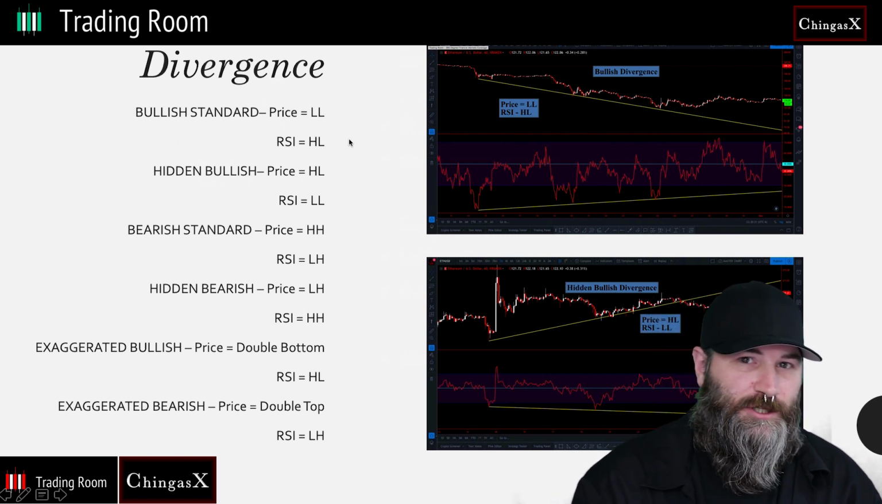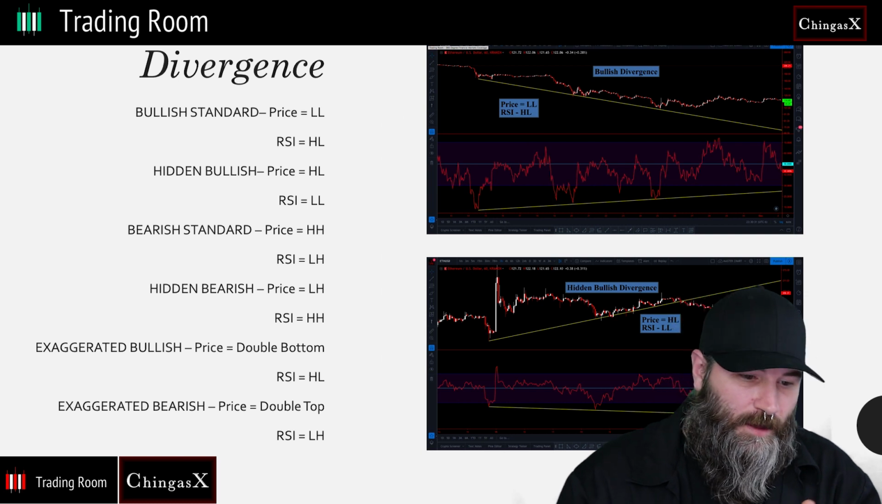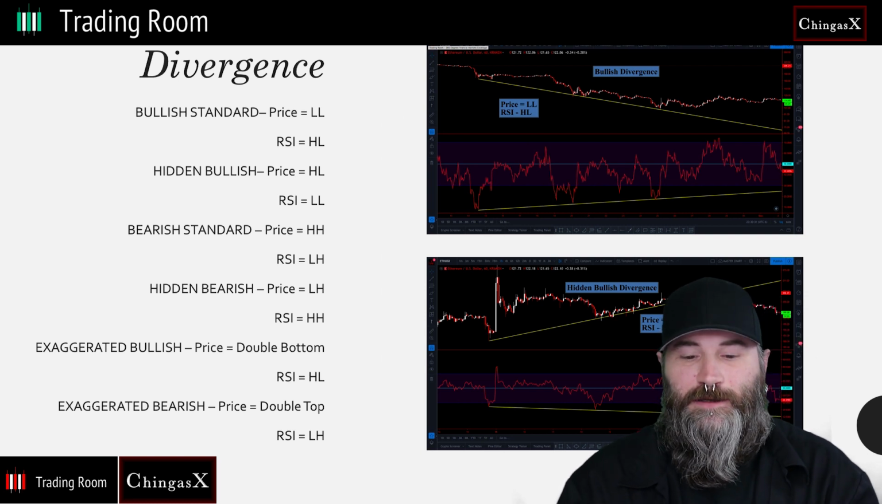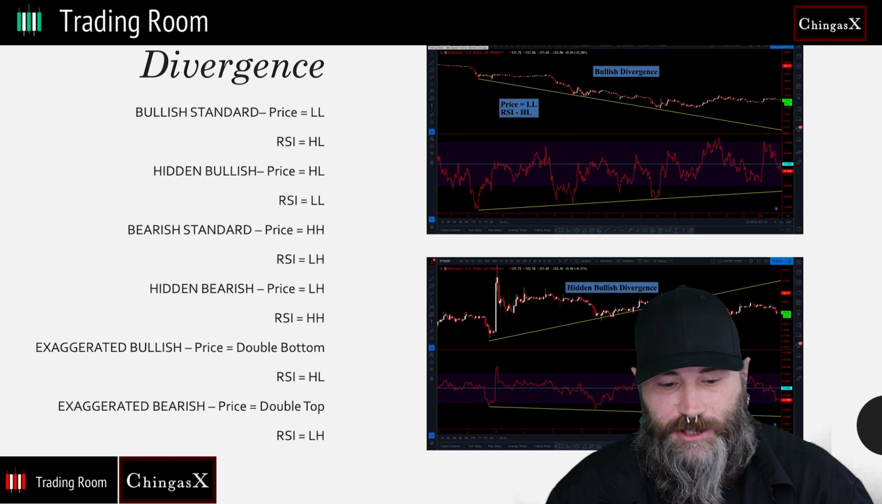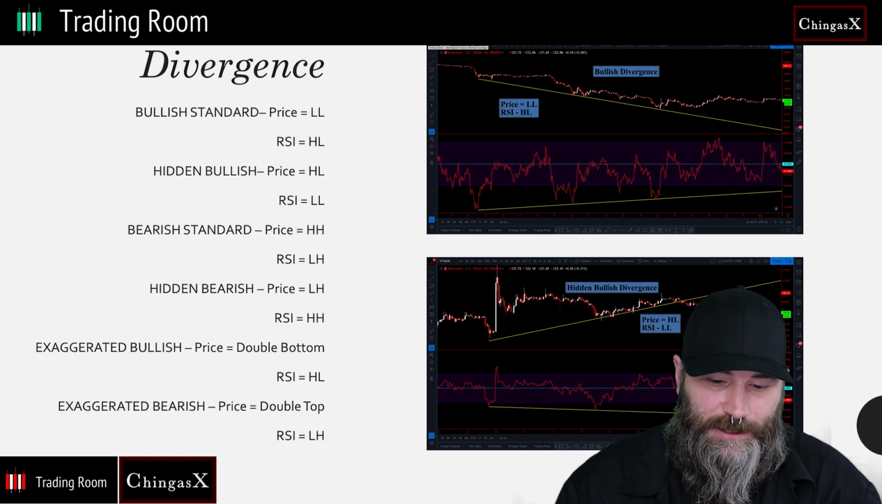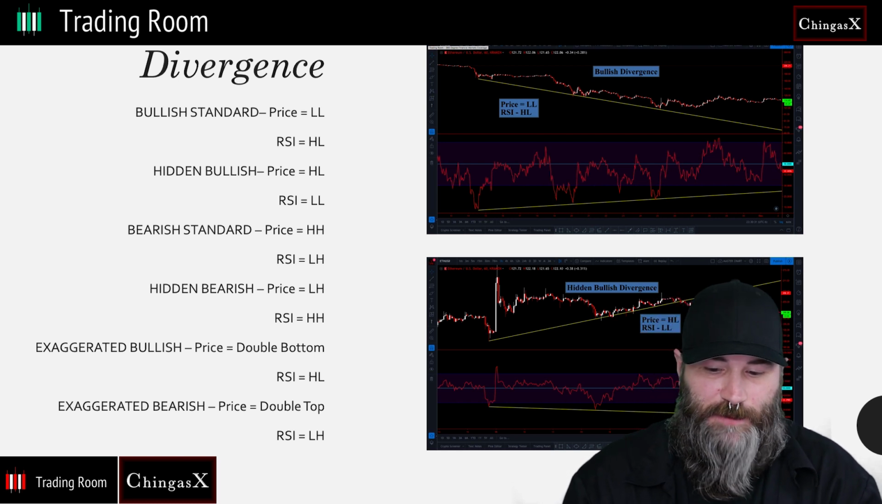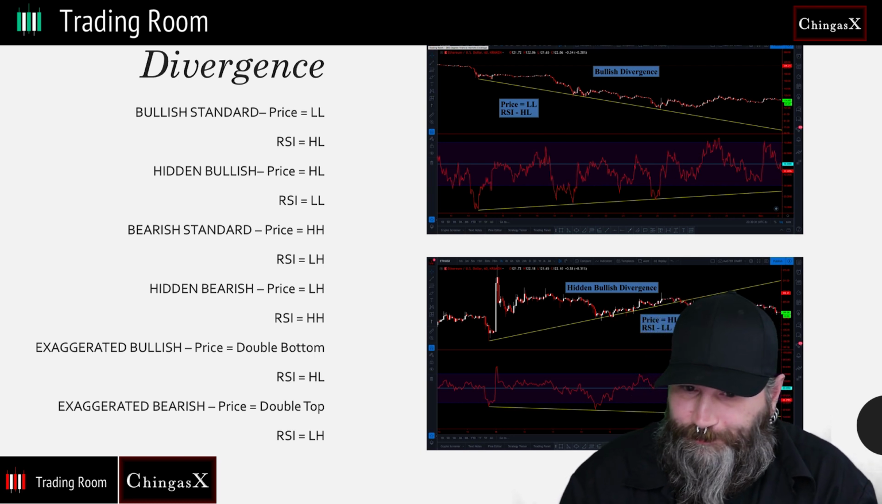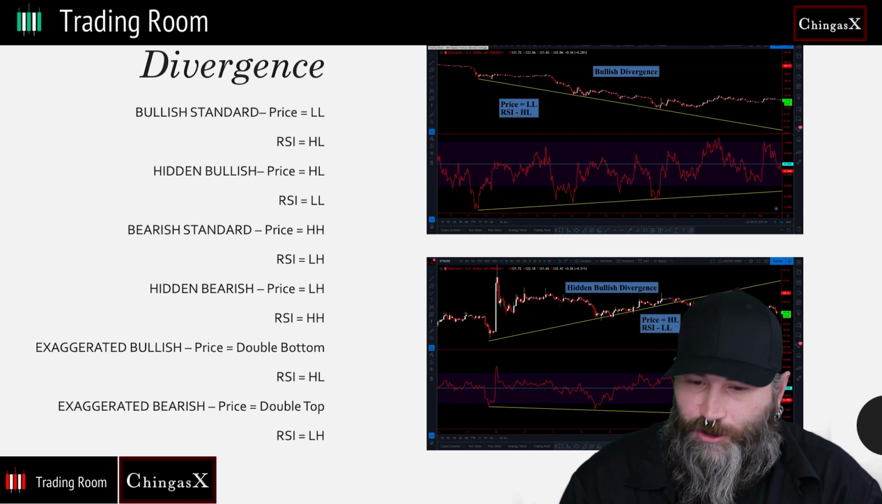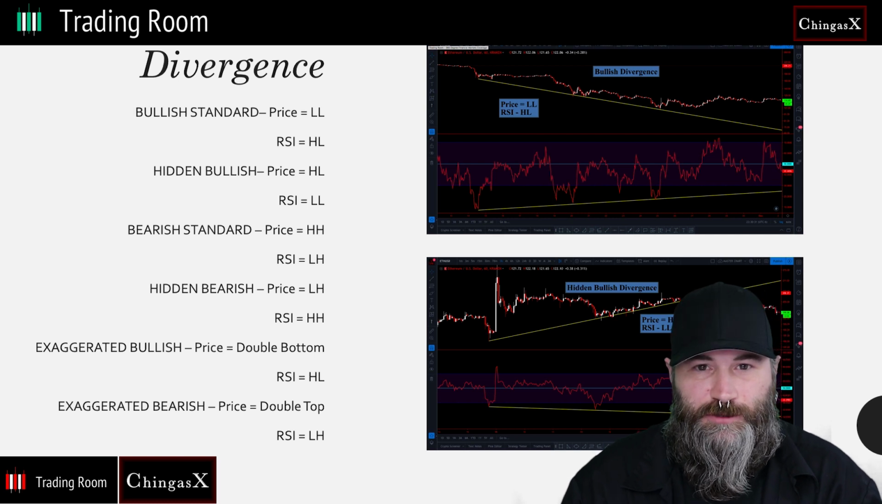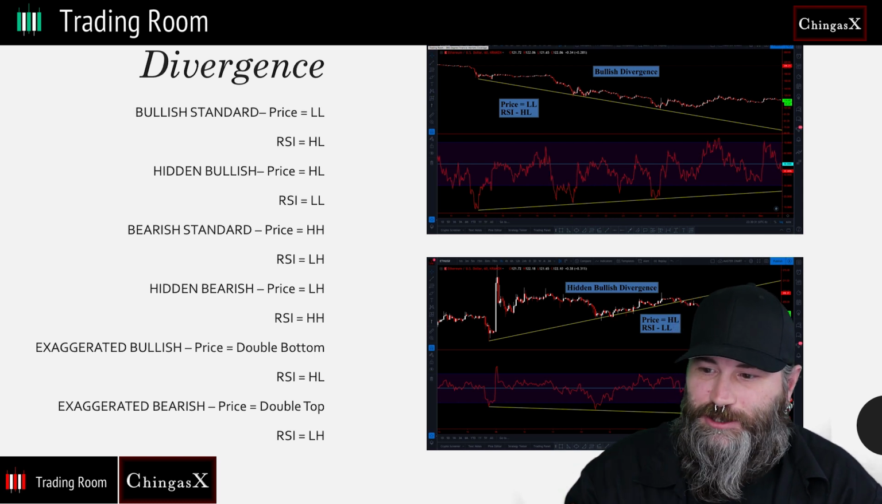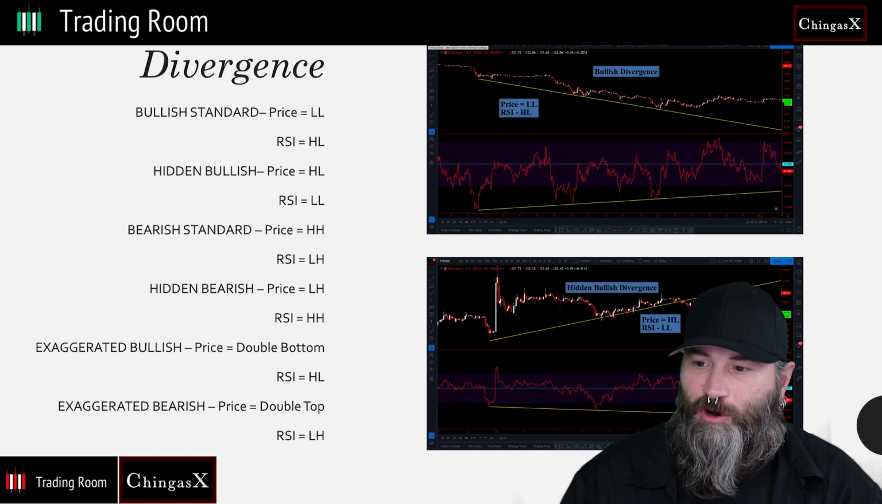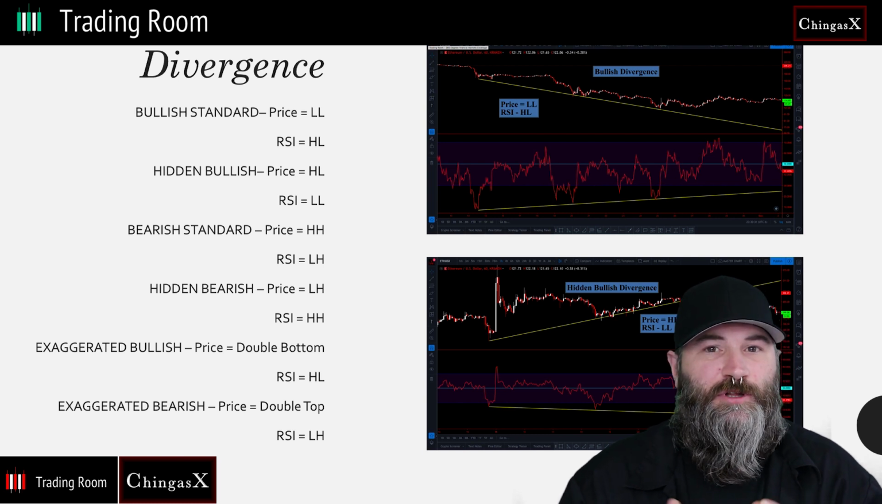divergence and a bearish divergence. Each one of those also has a hidden bullish and a hidden bearish, and then you have an exaggerated bullish and bearish, and that's based off of double tops and double bottoms. Now, bullish, you're always looking at the lows. All right, between price action and your indicator, you're always looking at what is it doing to the lows.